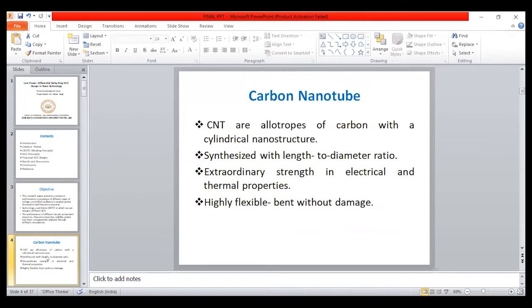First, let's talk about what carbon nanotubes are. These are allotropes of carbon with a cylindrical nanostructure. They are synthesized with a high length to diameter ratio because of their extraordinary strength and electrical and thermal properties. And one more important advantage is that they are flexible without any damage.